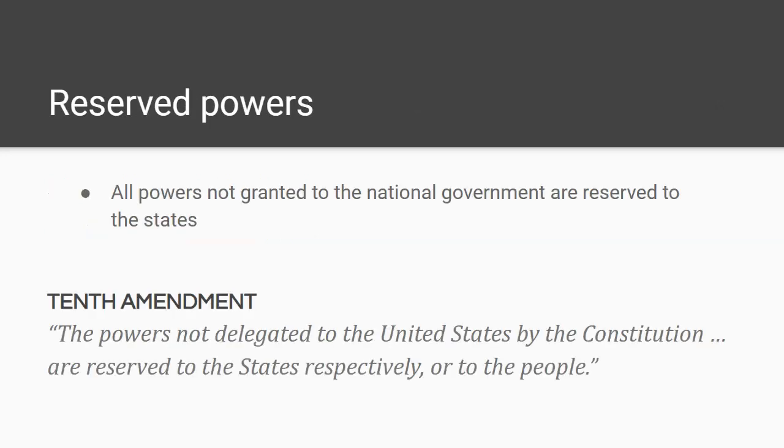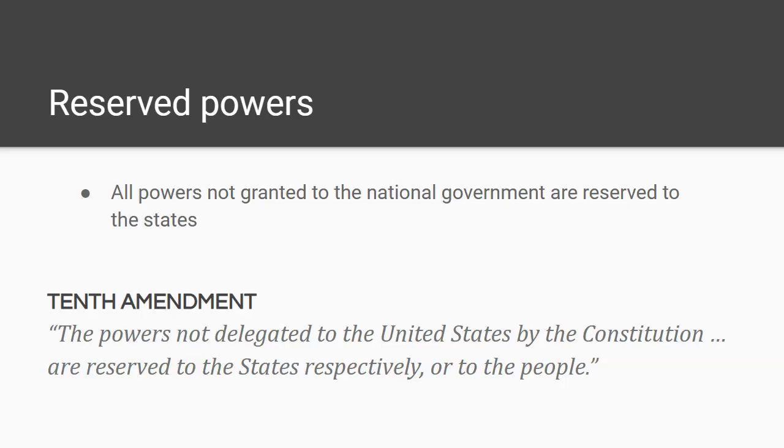All powers not granted to the national government are reserved to the states. This was already implied by the original Constitution, but it wasn't actually spelled out until the 10th Amendment, which states the powers not delegated to the United States by the Constitution are reserved to the states respectively, or to the people. Courts have basically concluded that the 10th Amendment adds nothing new to the Constitution. It simply clarifies a principle that was already there in the original.